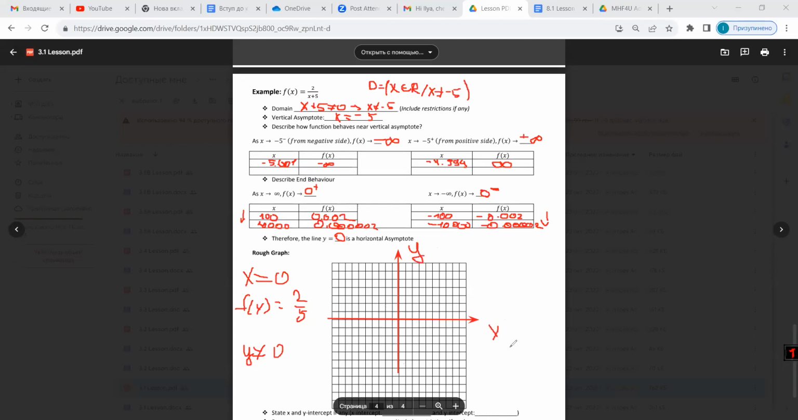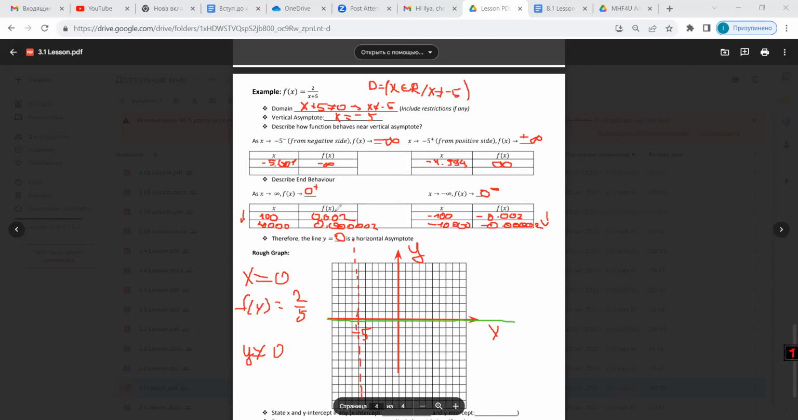Y and x. The vertical asymptote is when x is -5, so here is going to be our vertical asymptote. The horizontal asymptote is when y equals 0. Y equals 0 is the horizontal asymptote. Use the green color for it.